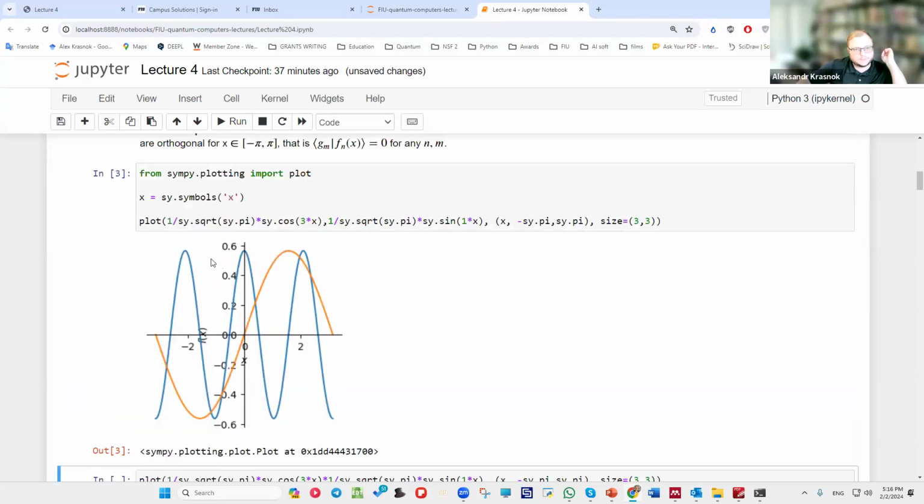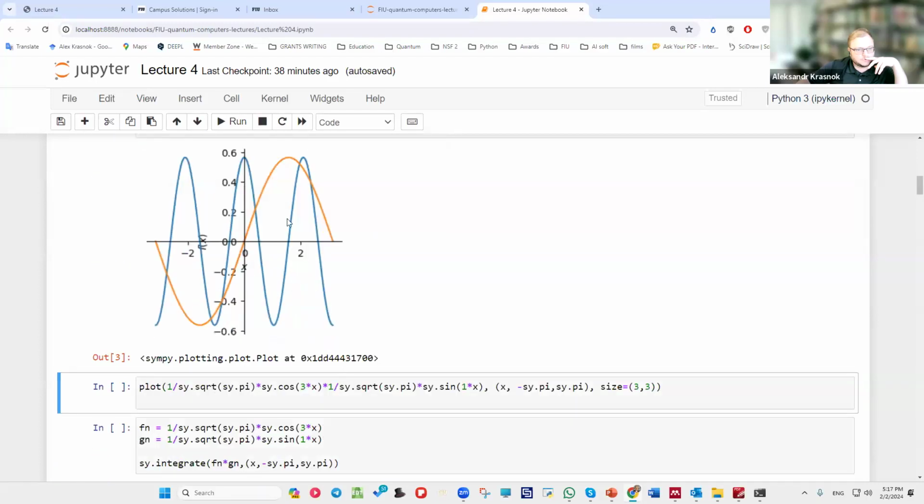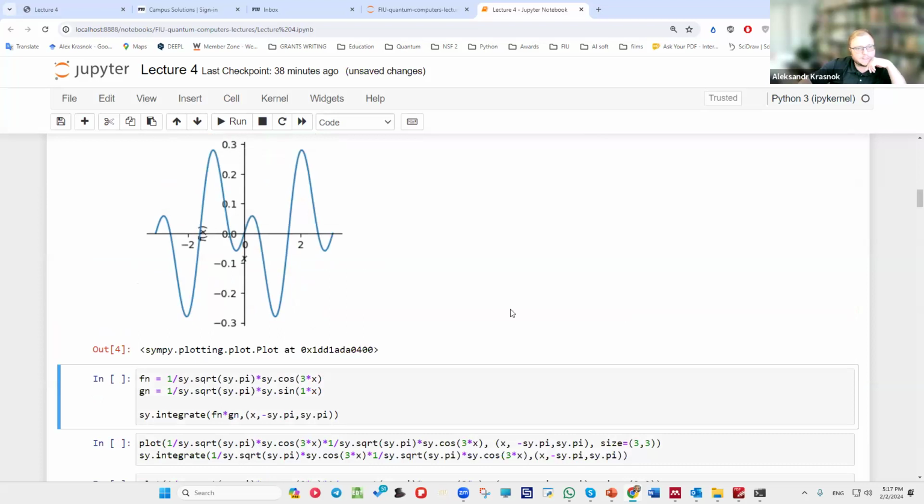The blue one is cosine 3x. This is an even function, right? And this orange one is the sine function, sine x. Okay. So now I take the product of the two, cosine 3x and sine x, the product of the two functions, and plot the result, right? And I get something like this.